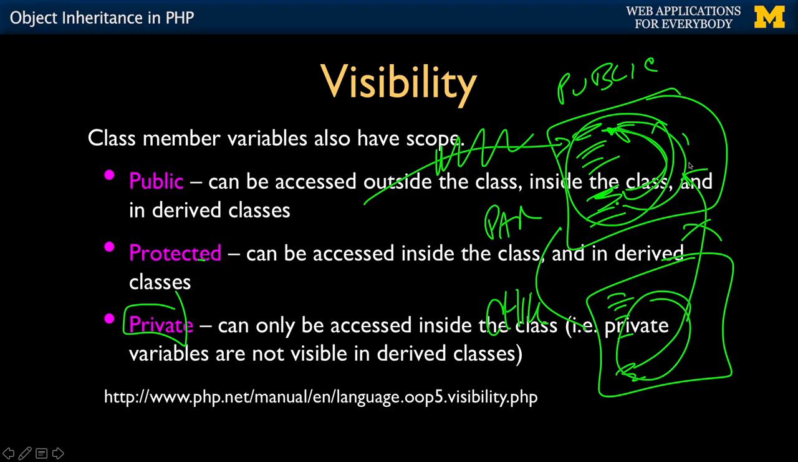If it's protected, you can access it in the class and the subclass. Private, you can't access it from the subclass. And, public, accessed outside the class, inside the class, and in a derived class. Protected inside the class and in derived classes, but not outside. And private is only inside the class and no derived classes.